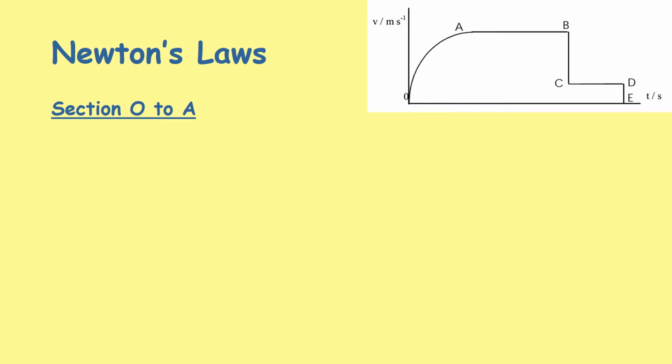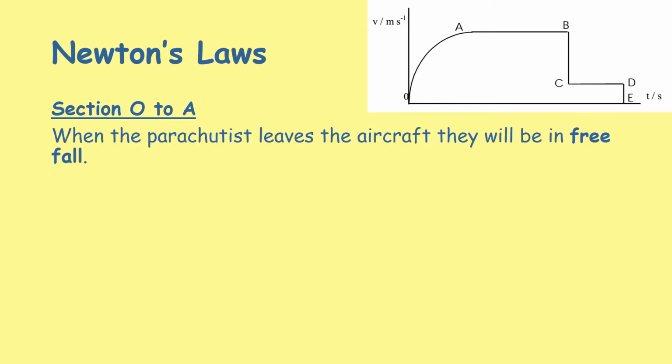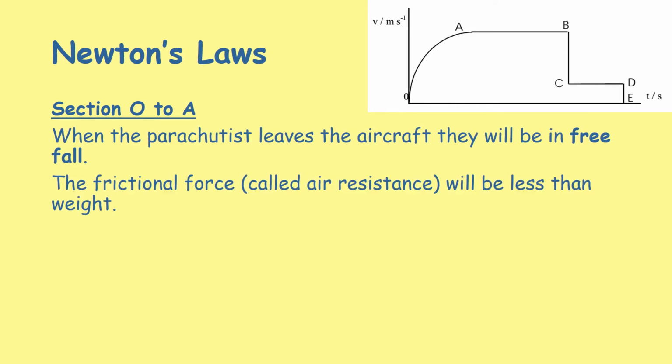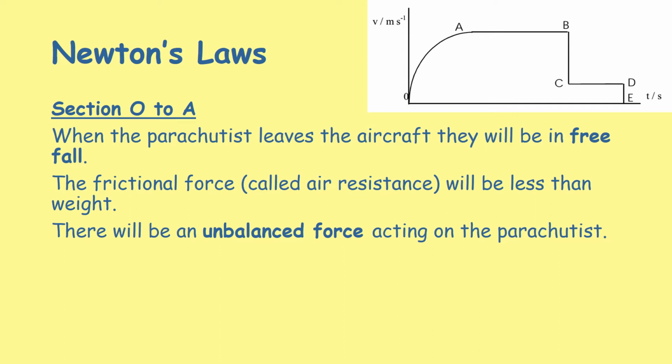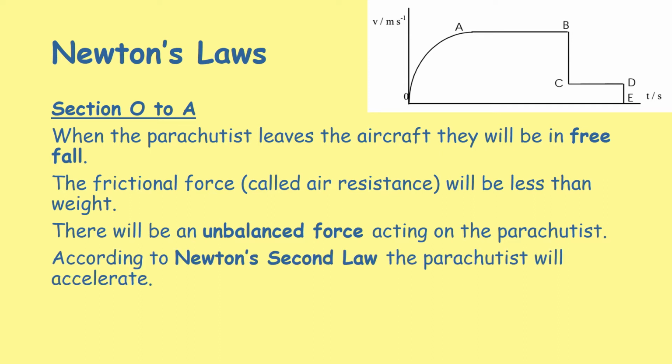Section O to A. When the parachutist leaves the aircraft, they will be in free fall. The frictional force, called air resistance, will be less than weight. There will be an unbalanced force acting on the parachutist, and so, according to Newton's second law, the parachutist will accelerate. They'll get faster.